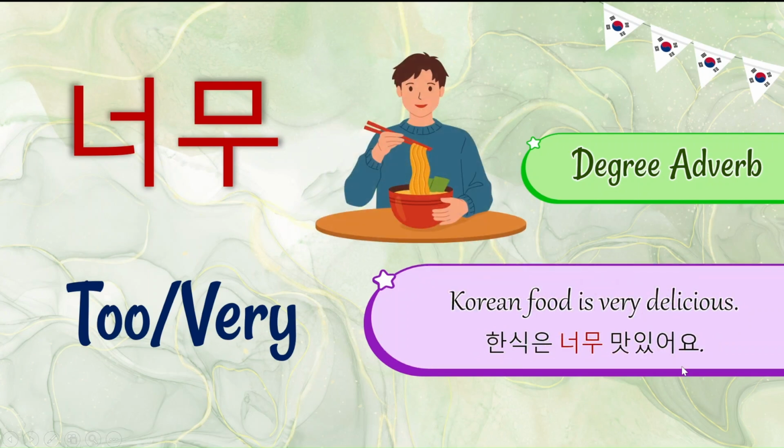Now let's look at this next example. Korean food is very delicious. 한식은 너무 맛있어요. Korean food is 한식. To be delicious is 맛있다. Present tense, 맛있어요. Now you have to say very delicious in a positive way. So you're going to say 너무 맛있어요. Okay, here you can see that 너무 is being used in a positive sense. Alright, so this is how you use the adverb 너무 in Korean sentences.